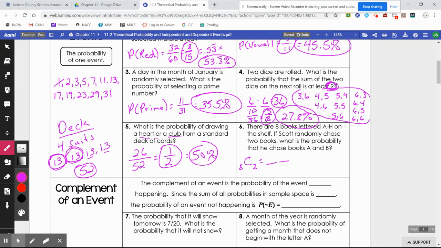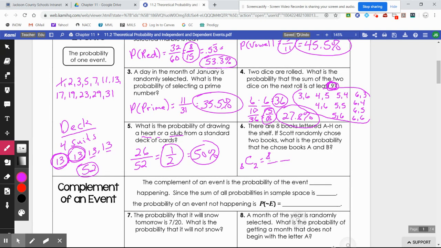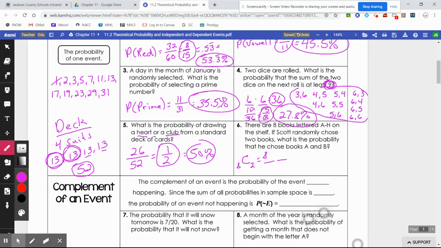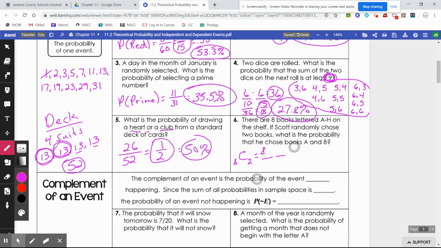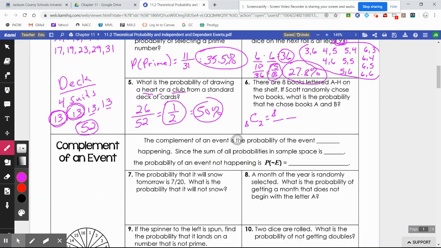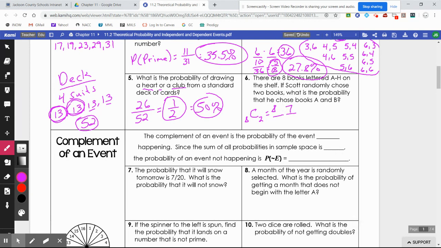The way we work that, 2 blanks. There are 8 books to choose from for my first blank, and then 7 different books to choose from for my second one. However, since it's a combination, I must then divide by 2 factorial, which would be 56 divided by 2, which is 28. So what that tells me is there are 28 different ways that I can choose these books.